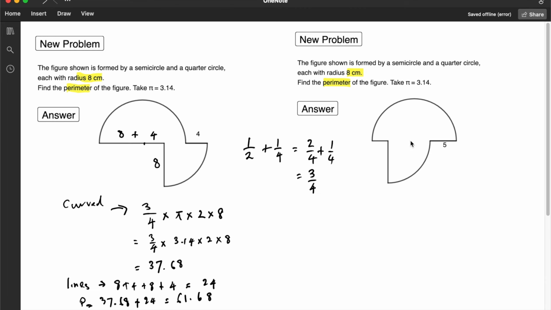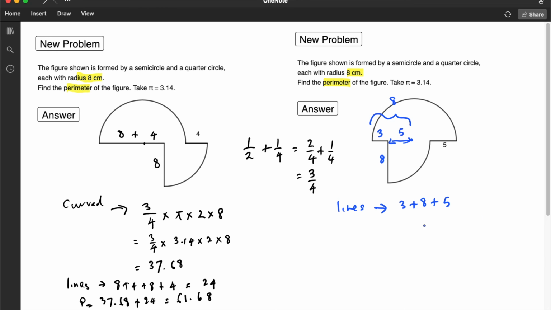The gap is now 5, so we know that with respect to the center, which is about here, this is 5. But since the radius, let's say from here to here, is 8, we know that this part is 8 minus 5 or 3. So here this part, the vertical part is still 8 because that is the radius. So now what is the lines? We have 3 plus 8 plus 5.